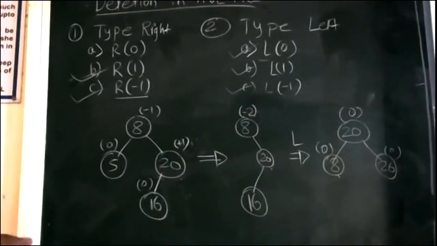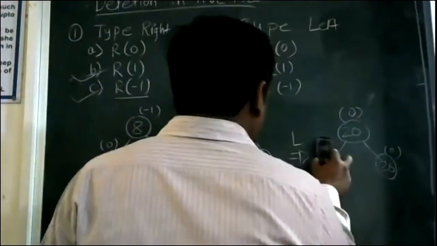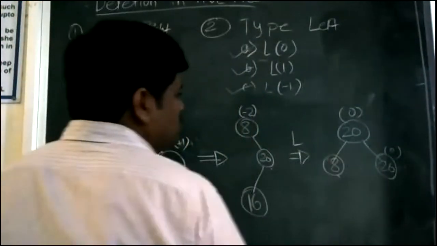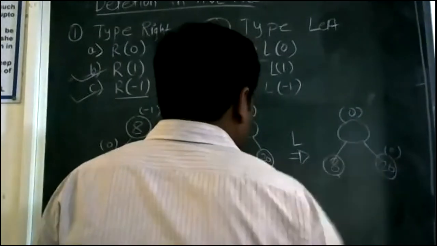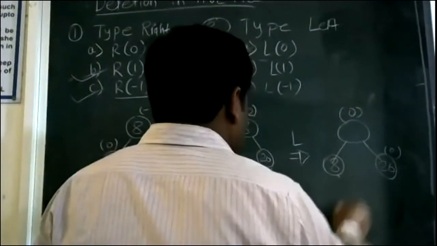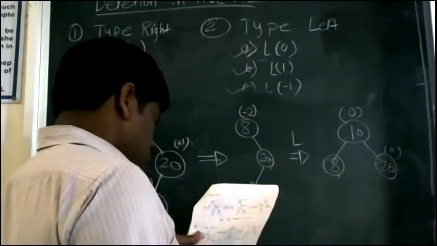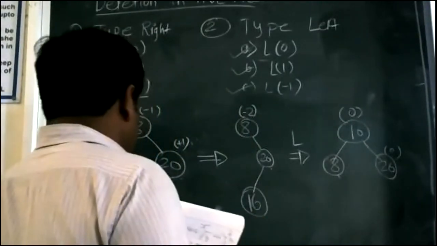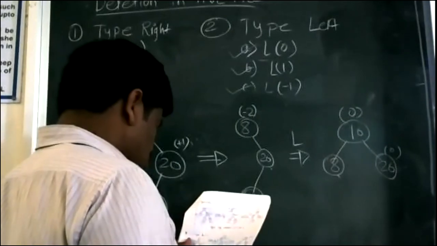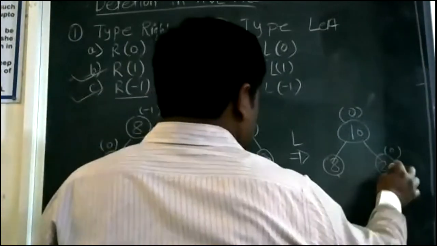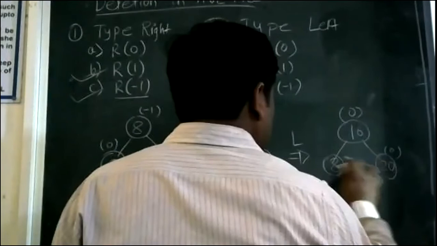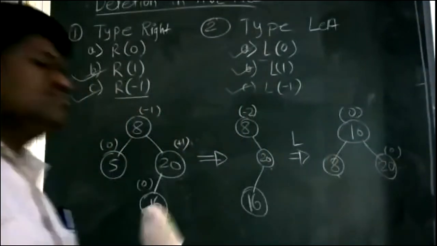Right, left. Double rotation you need to apply here. Right, left. Now, after applying right, left, so what will be the answer? Final answer. So 16 will take the ownership of 16. Right, and here is the 20, and here 8 has it. Right.